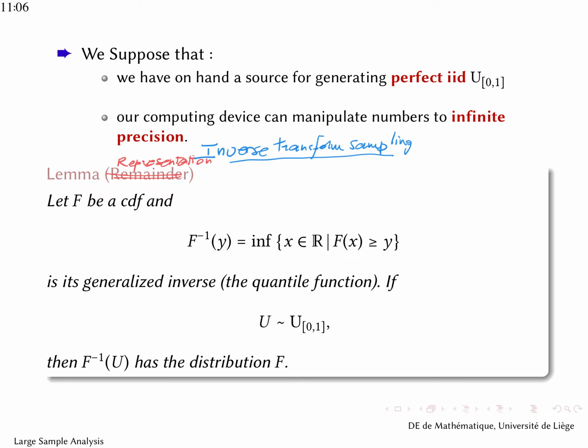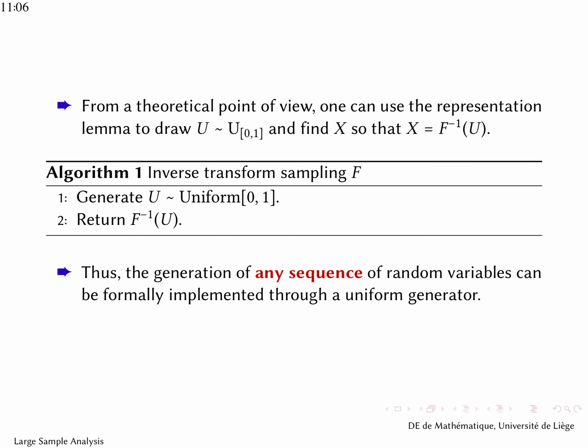Thus, the generation of any sequence of random variables can be formally implemented through a uniform generator. This means, at least theoretically, that we can obtain a random variable from any desired distribution if we apply its quantile function to a uniformly distributed variable. Or, otherwise put, once we can generate an acceptably uniform sample, then from a theoretical point, we can use this representation lemma to generate a sample which will acceptably mimic the desired distribution.